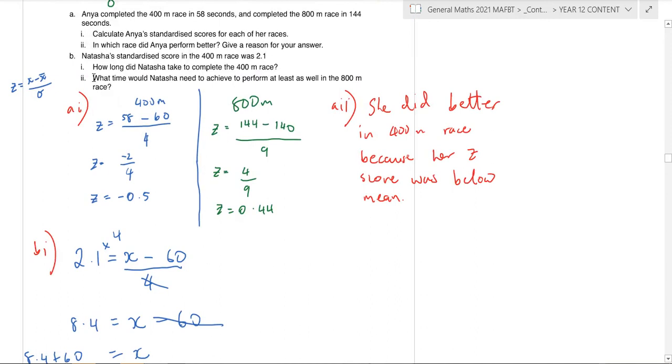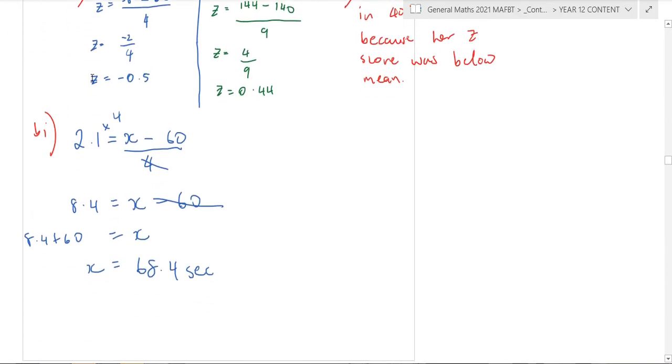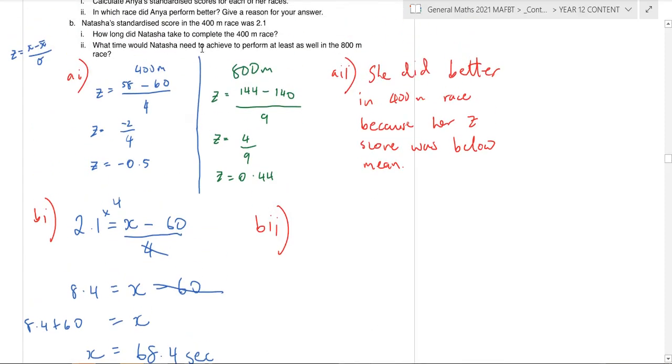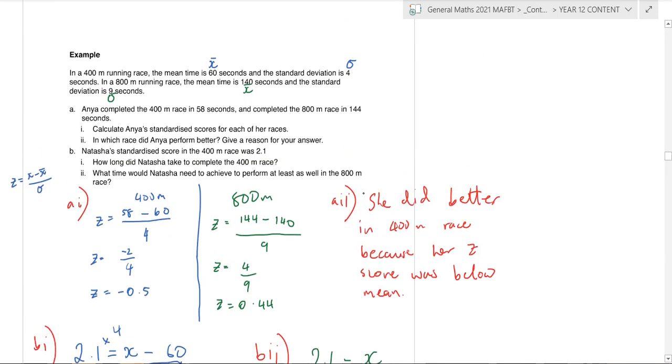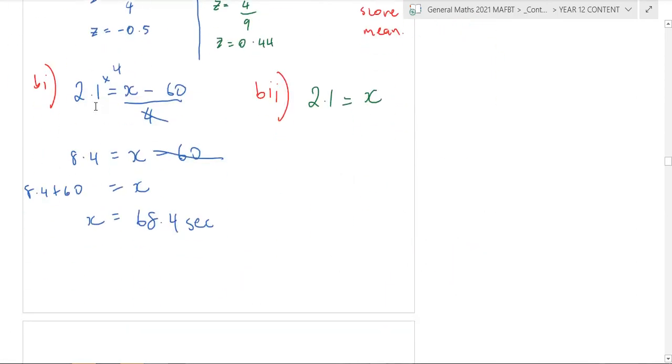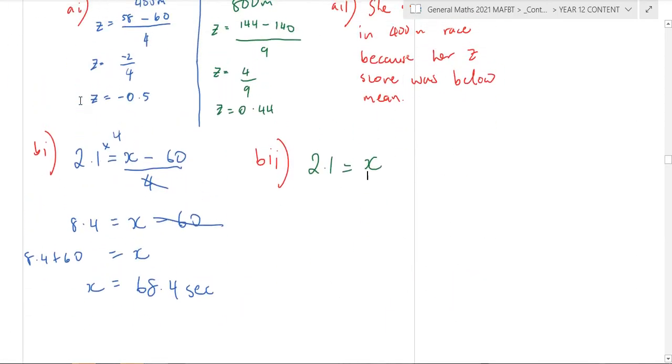So in part 2, what time would Natasha need to achieve to perform at least as well in the 800 meter race? Remember back to the previous question we did, we want to make it so that she gets the same standardized score in the 800 meter race. Okay, so you want her to have a 2.1 for a standardized score in the 800 meter race. So using the formula, 2.1 is equal to, we want to know what time does she need to get in the 800 meter so that she can get the same standardized score as she did in the previous 400 meter.